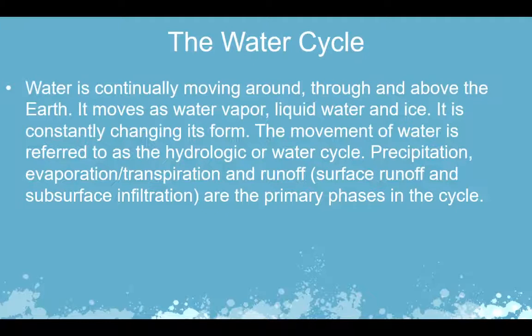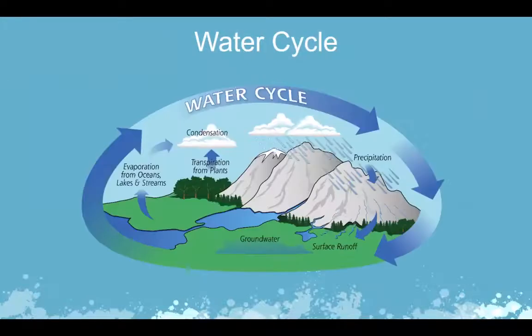Water's continually moving, though. It's not staying in one place just waiting for us to dig it up. It's moving around through and above our planet. It moves as water vapor, liquid water, and ice. It's constantly changing its form, and the movement of water is referred to as the hydrologic or water cycle. You probably remember going over this in middle school or even elementary school. Precipitation, evaporation, transpiration, runoff, surface runoff, subsurface infiltration. These are all the phases of the water cycle. You probably even remember seeing something like this.